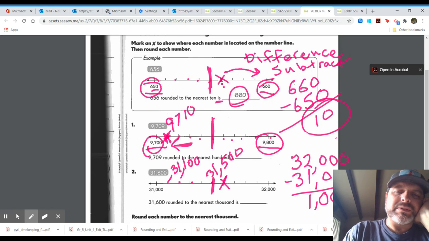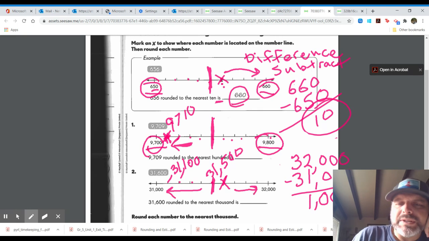Now this is the middle. I always like to say, when you're rounding a number, you want to know where the middle is. The middle is always the 5. The middle is the 500. So is it closer to 31,000 or is that X closer to 32,000? Which side of the middle is it on? And then you've got to record that. 32,000. Right, 32,000. So it's closer to that side. So we'll put 32,000 in here.